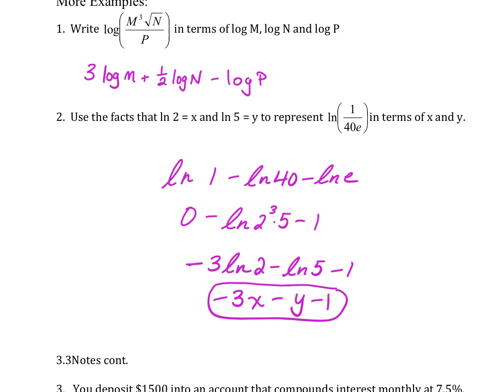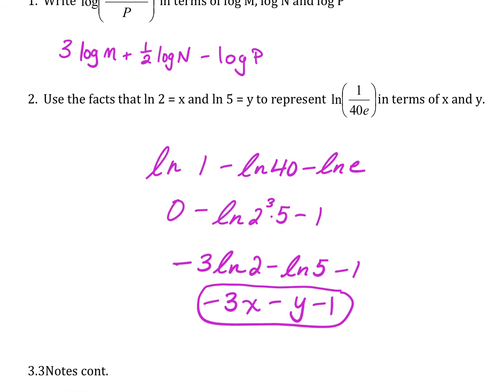On the next problem, they want us to basically simplify the natural log of 1/40e. And so I use my rules to do so. I split this up into the natural log of 1 minus the natural log of 40 minus the natural log of e. You'll also notice that they give us x and y defined as the natural log of 2 and the natural log of 5, respectively.